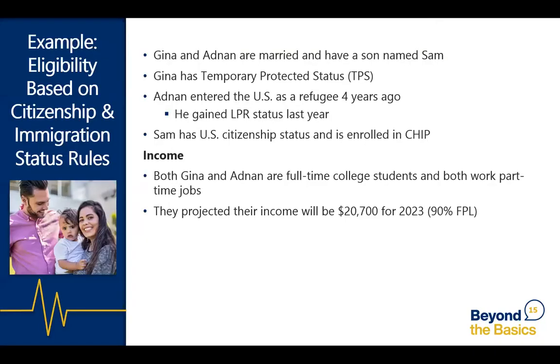Next slide, please. So I'm going to go through an example of how this might play out in a family. We have Gina and Adnan who are married and they have a son named Sam. Gina has temporary protected status, and Adnan entered the US as a refugee 4 years ago. He gained his lawful permanent resident status last year, and Sam, their child, has US citizenship and is already enrolled in CHIP, so we are only focused on Gina and Adnan at this time. Gina and Adnan are full-time college students, and they both work part-time, and they projected their income will be at 90% of the federal poverty line. So they are an example of a family with income below the poverty line.